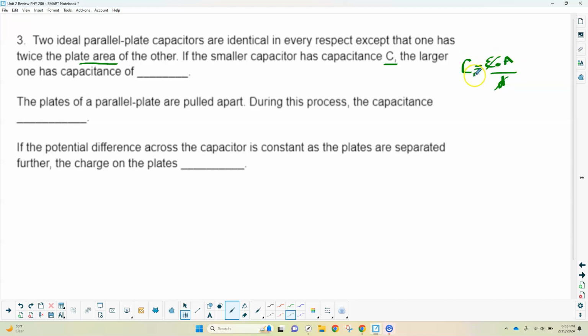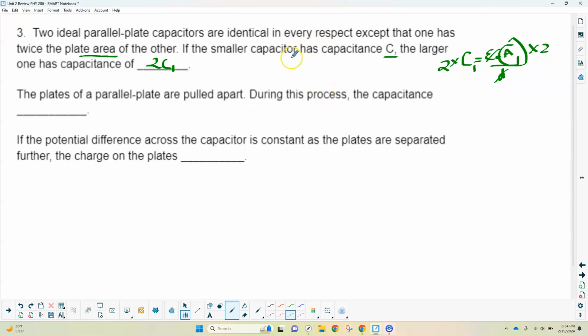So if this is 1, this is with area 1. If we double it, because we double the area, the capacitance 2 should be 2C. So it should be doubled because you've made this twice as big. So the result of that would be making it twice as big. So capacitor 2 would have twice the capacitance as capacitor 1. All right, so it just doubles.